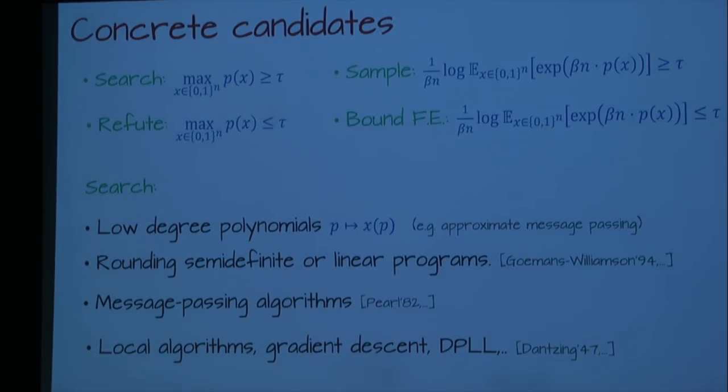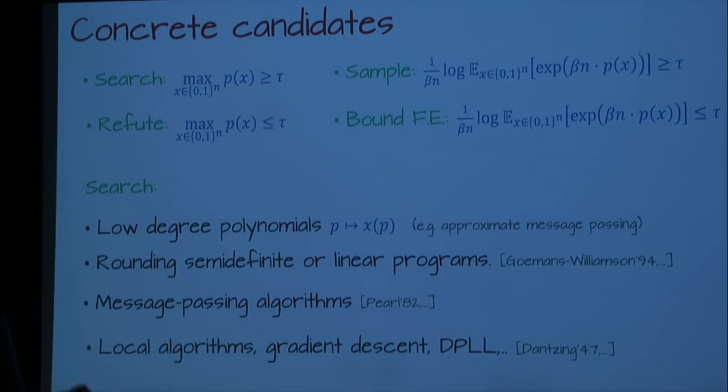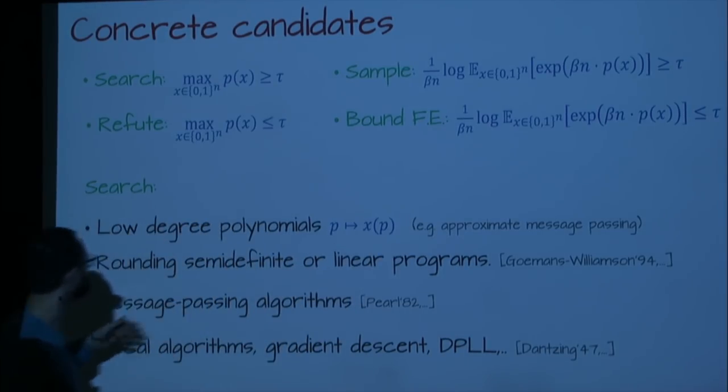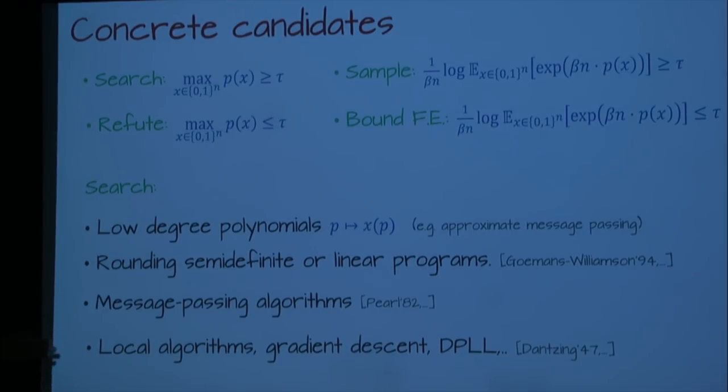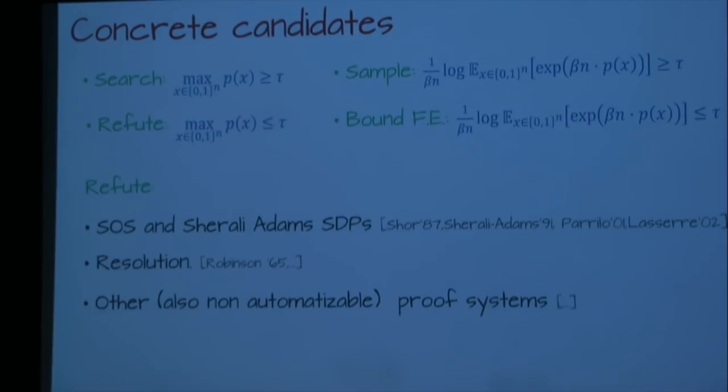And the hope is actually that many of those give the same answer, or you can find one that dominates all the others. You can think of things where you apply a low degree polynomial to the coefficients of your own polynomial, and maybe after that you truncate or take the signs. This is like these approximate message passing methods, SDPs, gradient descents. And for refutation, this is really proof systems.